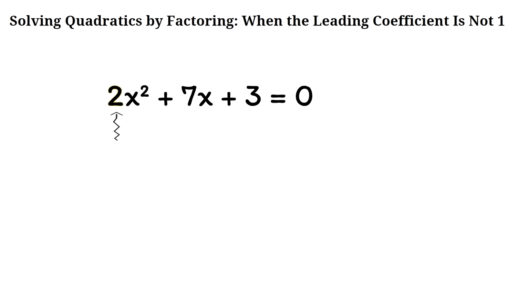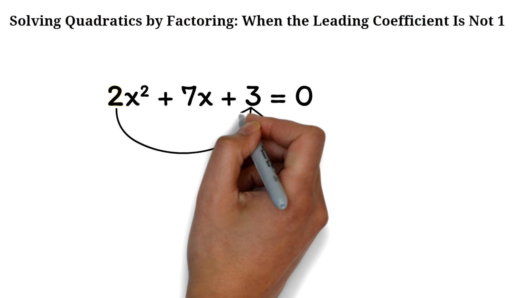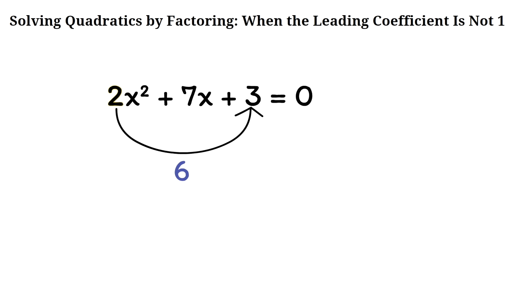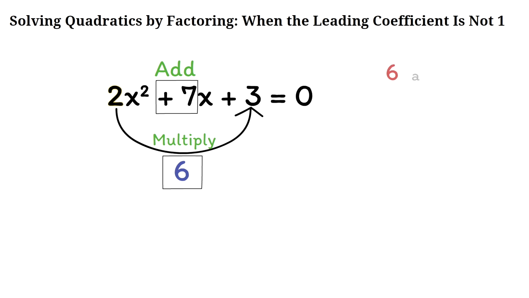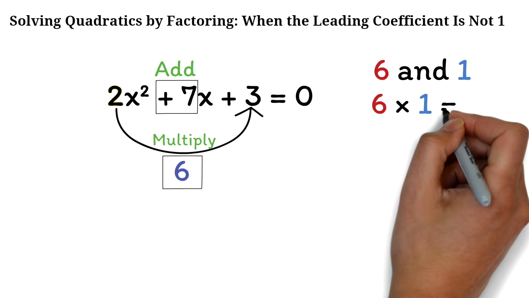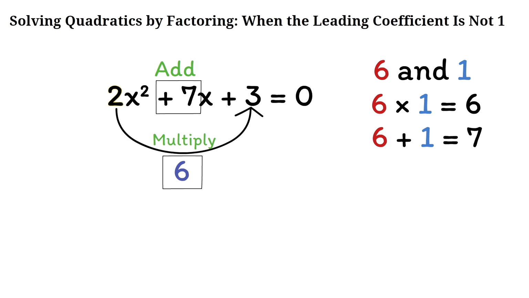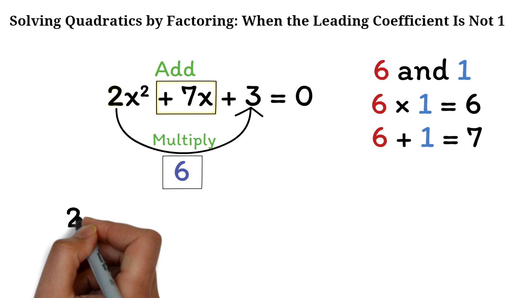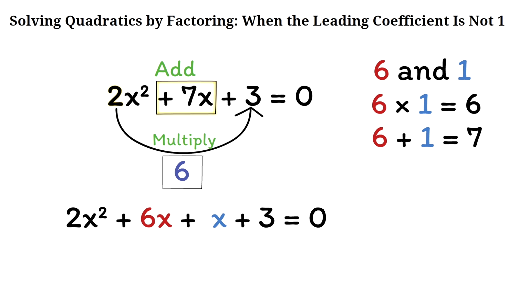In cases like this, the first step is to multiply the coefficient of x squared, which is 2, by the constant 3. That gives us 6. Next, we need to find two numbers that multiply to 6 and add up to 7. The two numbers are 6 and 1, because 6 times 1 is 6, and 6 plus 1 is 7. Now we replace this 7x with the two values. So the equation becomes 2x squared plus 6x plus x plus 3 equals 0.